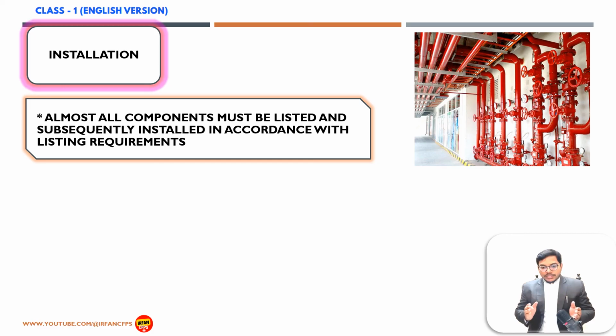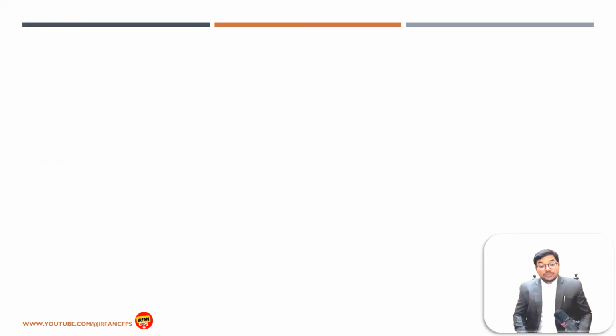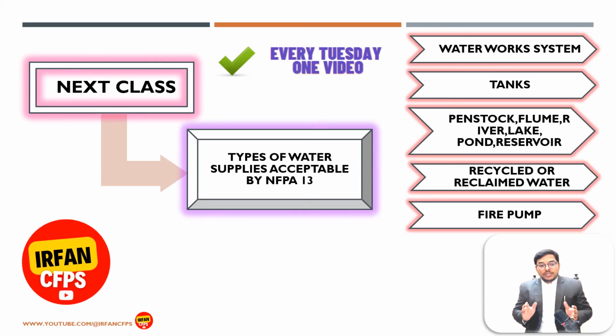To summarize today's class, we have learned what exactly NFPA is, what it refers to, and also the purpose and goal of this particular standard, some of the key definitions used in NFPA, and also the most critical components for proper design and analysis of sprinkler systems. In the next class, we will learn the interesting topic of the types of water supplies acceptable by NFPA 13.